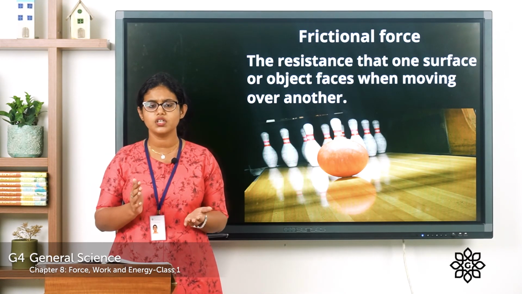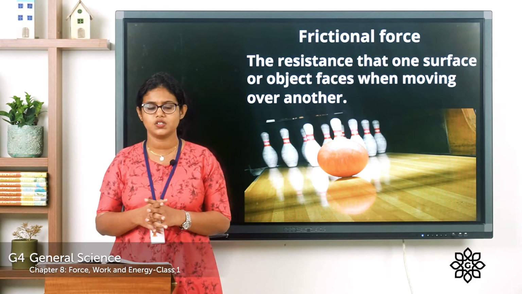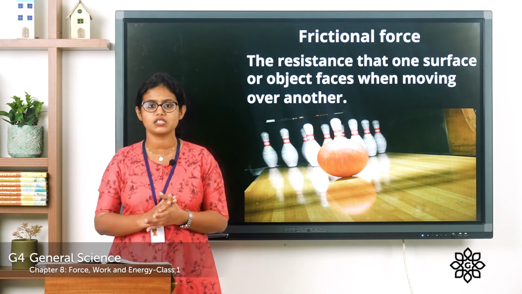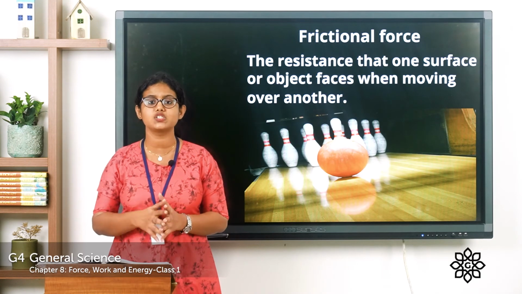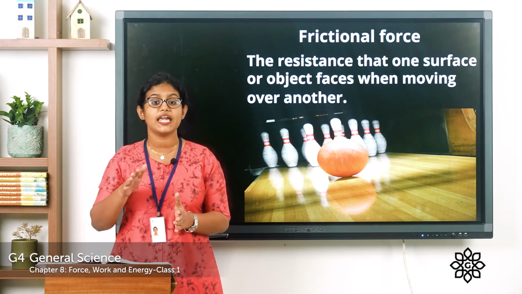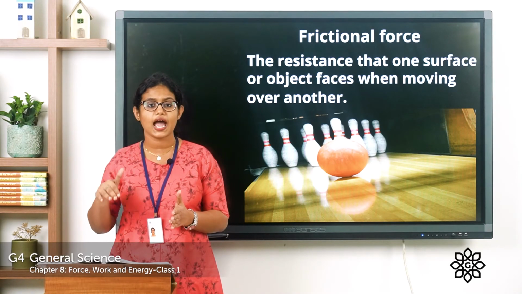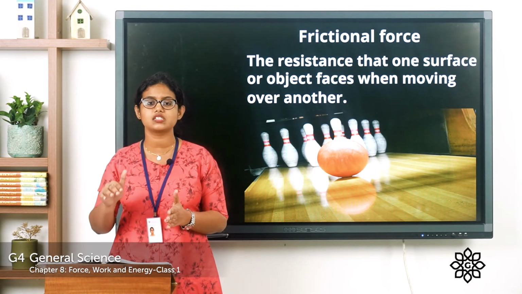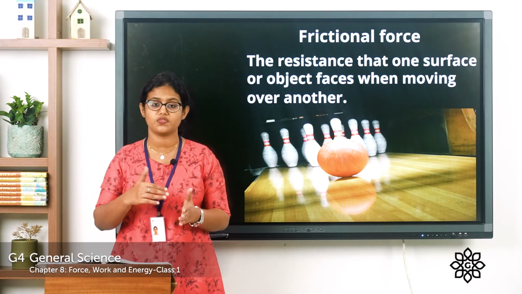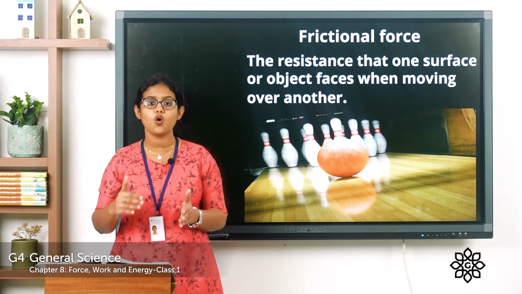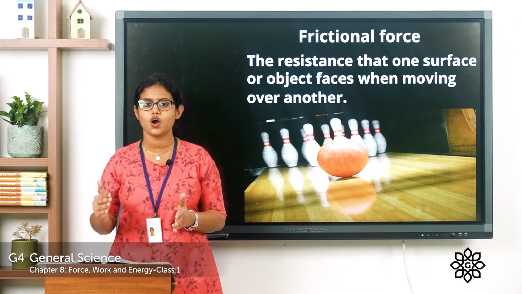What if you want to stop the cycle? Sometimes if you want to stop the bicycle, what do you do? You place your foot on the ground. There is friction between your foot and the ground that makes the cycle stop. So friction can stop or slow down a moving object.